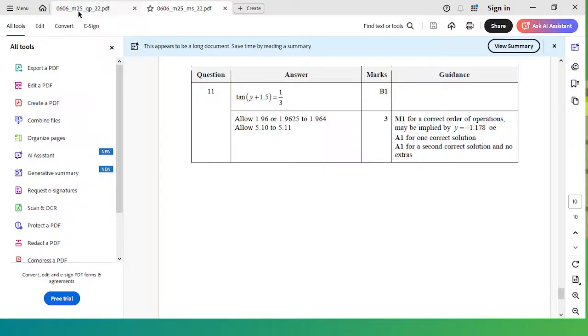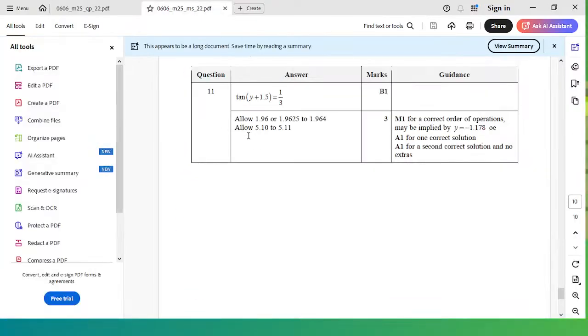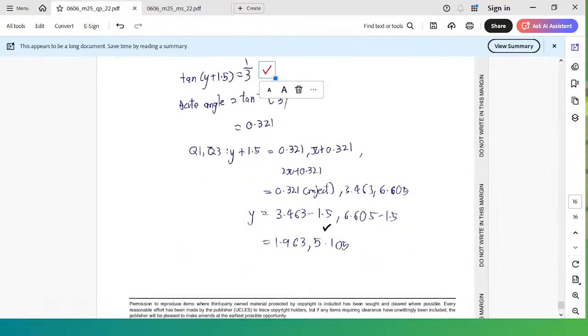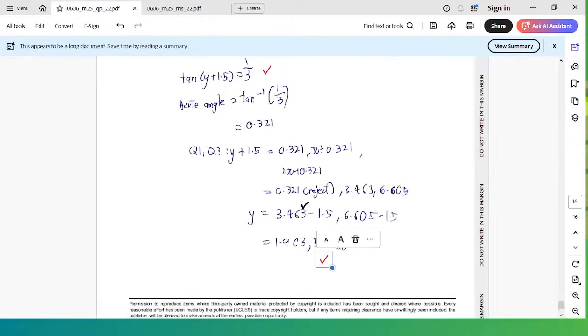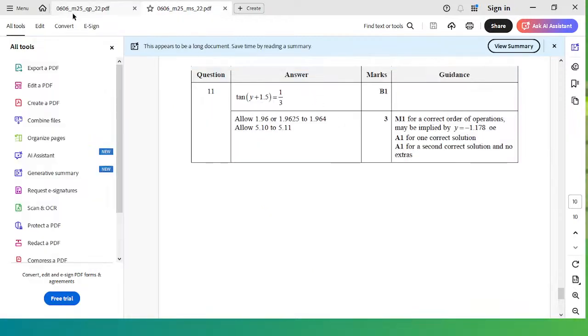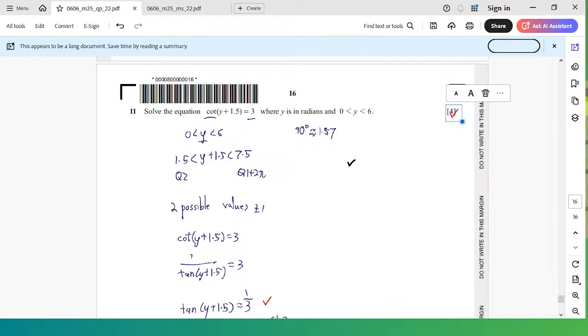Tangent y1 plus 5 equals to 1 over 3. This is 1 mark, B1. And then 1.96 to 1.96 to 5.10 to 5.11. Okay. Yeah. So, and this gives me the 4 marks.